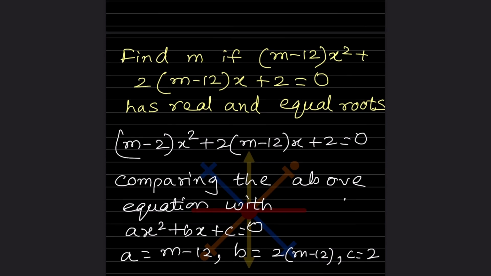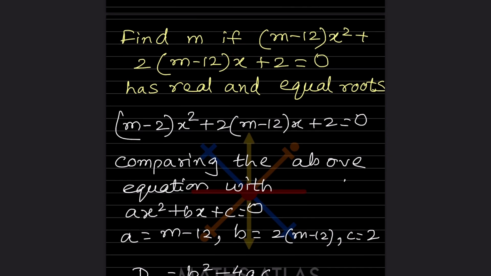Now here it's given, find m if (m minus 2) whole square x square plus 2 into (m minus 2) x plus 2 is equal to 0 has real and equal roots. So now let us write this equation, (m minus 2) whole square x square plus 2 into (m minus 2) into x plus 2 is equal to 0. So when we are comparing this with ax square plus bx plus c is equal to 0, what we can write here? This is the a part, this is the b part, and this is the c part.